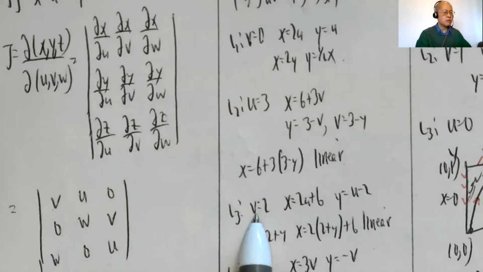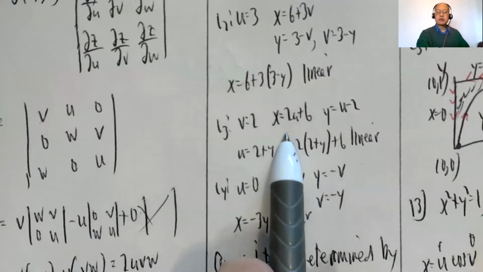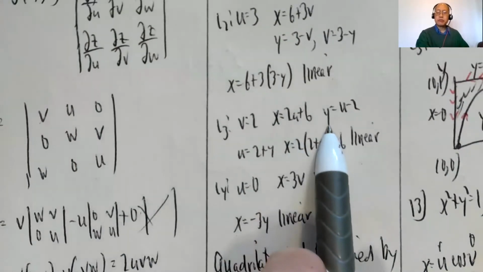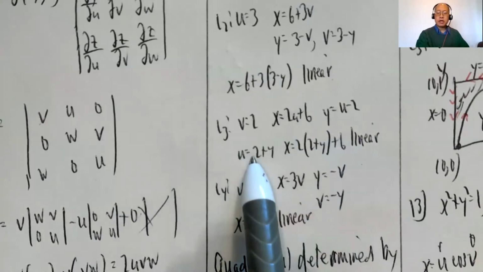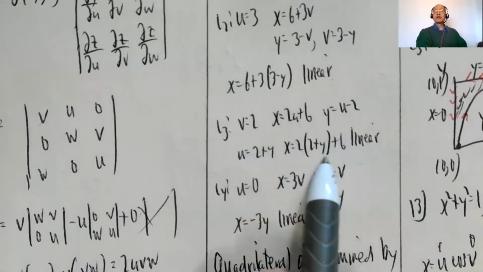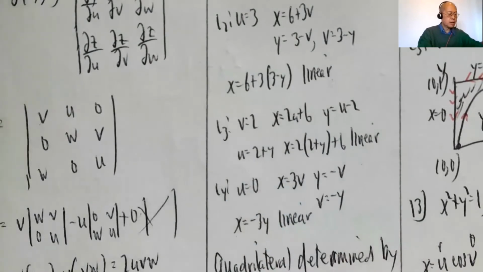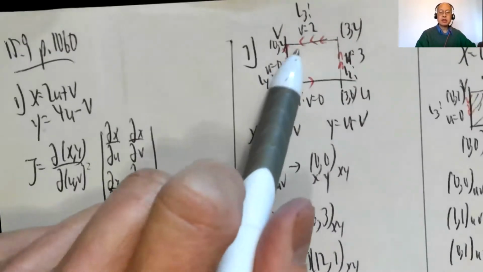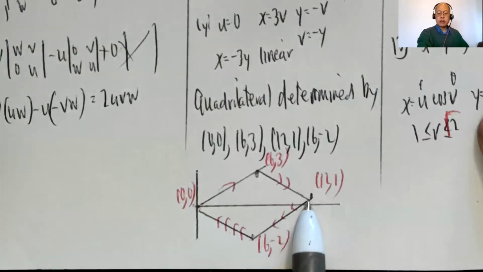L3, v equals 2. So plug in v equals 2 there, v equals 2 there. That gives me x equals 2u plus 6, y equals u minus 2, u equals 2 plus y. Plug that in over here, x equals 2 times (2 plus y) plus 6. That is also linear. You can make it look like y equals mx plus b. So this line here becomes this linear transformation. You're going in a straight line from 12, 1 to 6, negative 2.